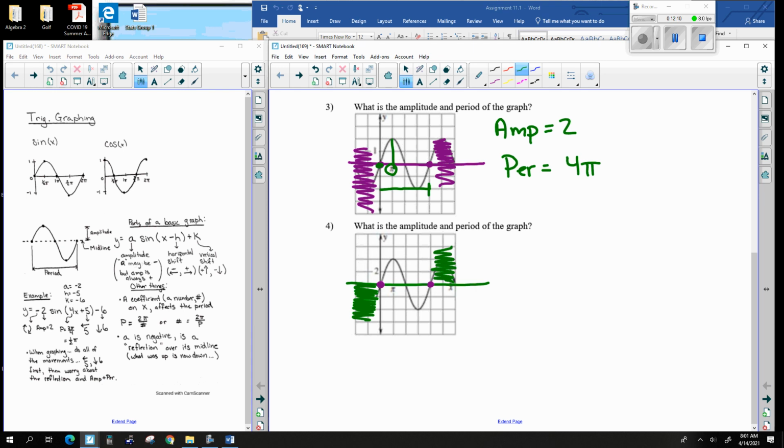So the amplitude: notice how each line is technically 2. If I go up 2, 4, the amplitude is 4, because each line is 2. Again, each line horizontally is 1 pi, so the period is 1, 2, 3, 4.